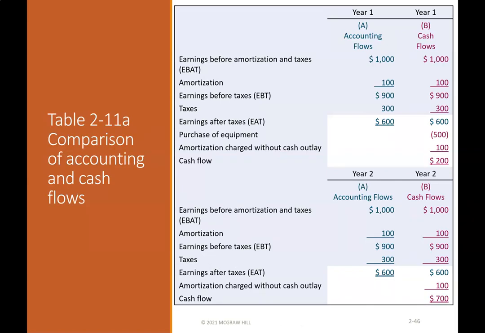Table 2-11A, comparison of accounting and cash flows. So in the first column, you have year 1 accounting flows, and in the second column, you have your year 1 cash flows. And then for year 2, in the first column, which is column A, you have your accounting flows. And then in year 2, column B, you have your cash flows.